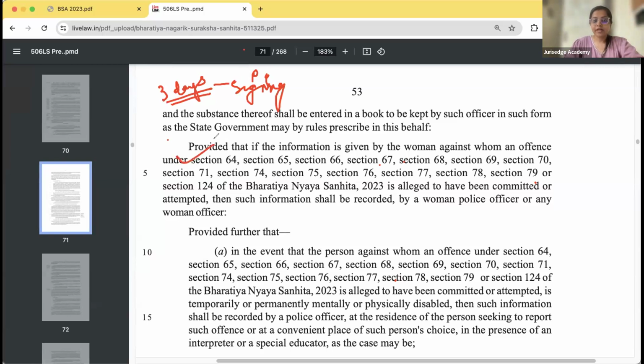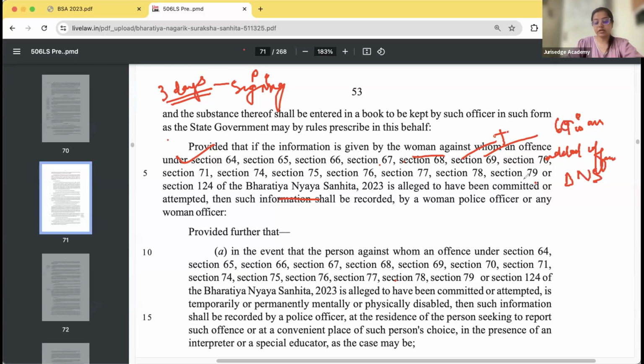Proviso, provided that if the information is given by a woman against whom an offense under these sections of BNS has been committed, this is an extra section which was not a part of the older CrPC or older IPC, because, I told you in one of the classes that 69 is an added offense under BNS, which punishes a man, like in a broader sense.